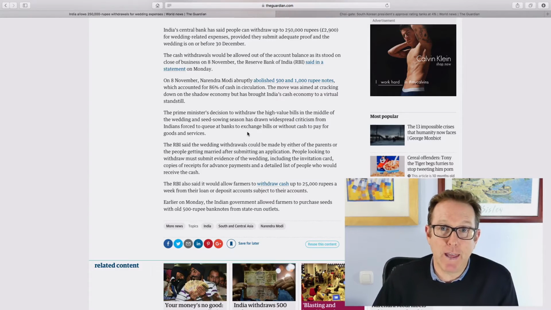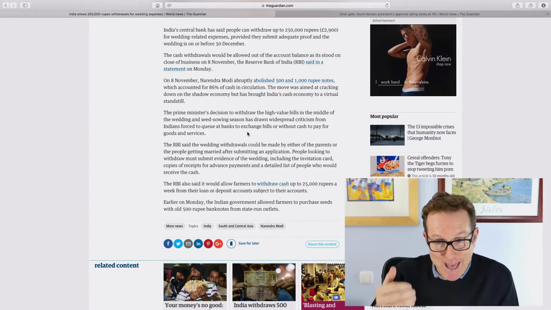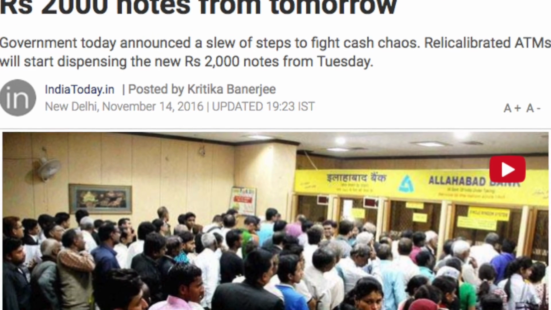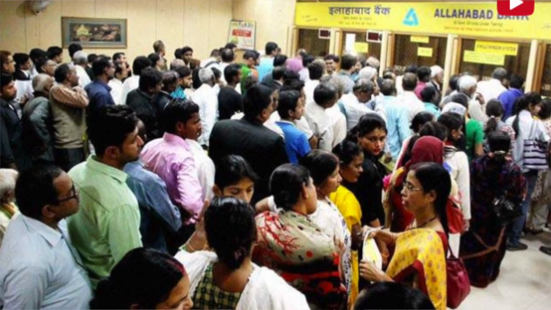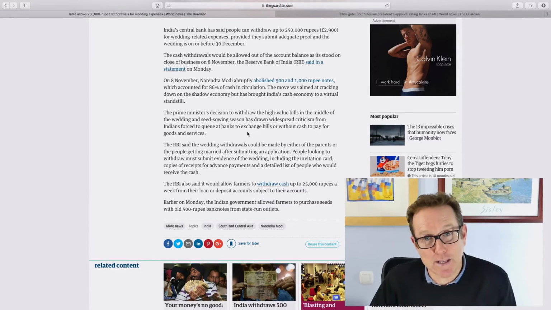So obviously the problem with the shadow economy in India was getting out of control. The government felt that they needed to do something to stop this shadow economy, so they decided to withdraw, to take out of circulation the 500 and 1,000 rupee note, and it has caused chaos as a consequence in India. People are without these notes for the cash economy. Okay, so a problem in India. Now let's go to South Korea.